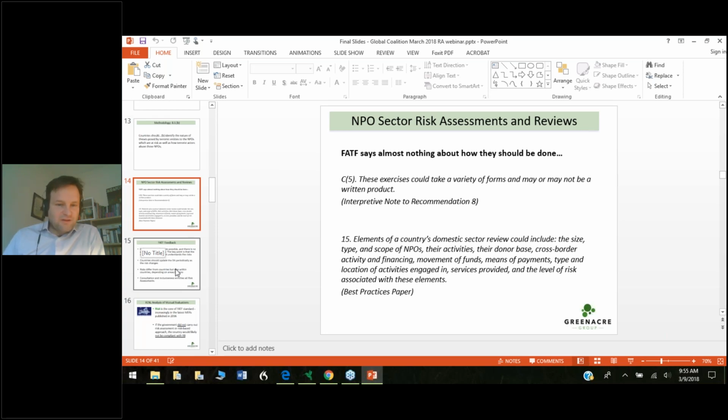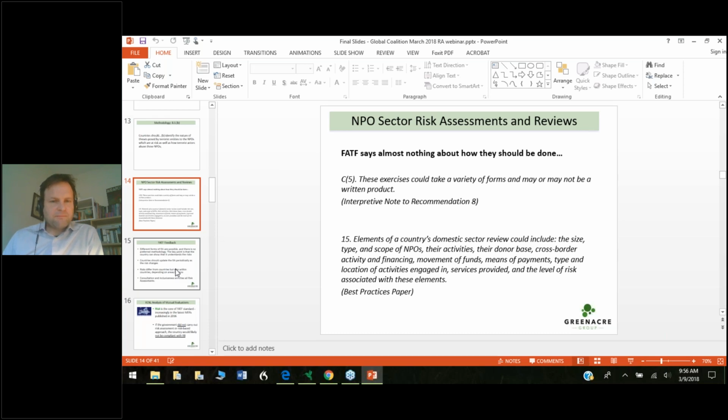But despite that, all you can find is these two paragraphs which tell you what should be covered in the risk assessment. And the first one is perhaps the most interesting, because it says that the risk assessment could take a variety of forms and may not even be a written product. So very little guidance or detail from FATF on what a risk assessment of the NPO sector should look like.